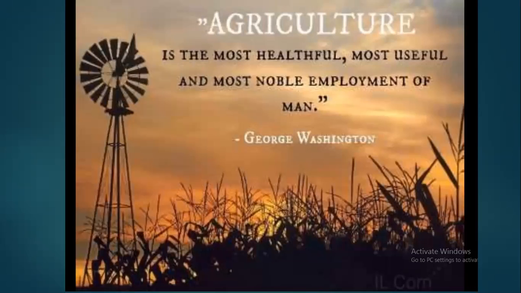So in this chapter, we are going to learn about the importance of agriculture and the different types of agriculture, how they are done, for example, subsistence agriculture, intensive agriculture, primitive method, then slash and burn, then plantation system. All these things we are going to learn in this chapter. So let's begin.